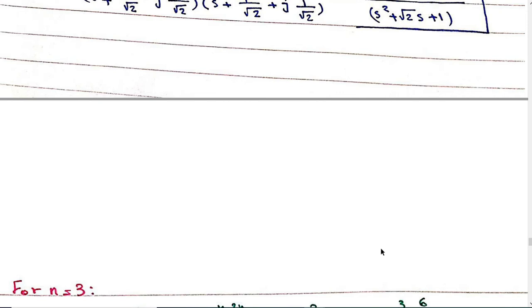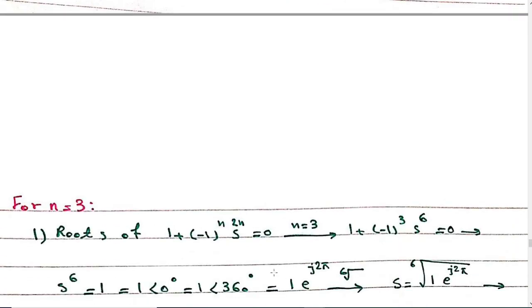So the first step is this one. You have this equation, the same equation. Now n is 3. From there, find the roots. Because we use unity gain filters, we always have the magnitude of 1. That's why the circle is unit. The radius of the circle is 1.